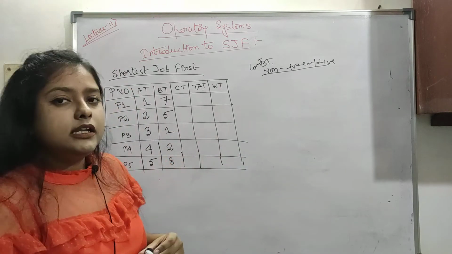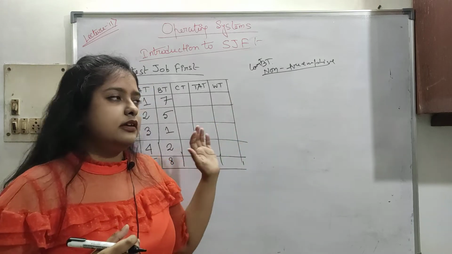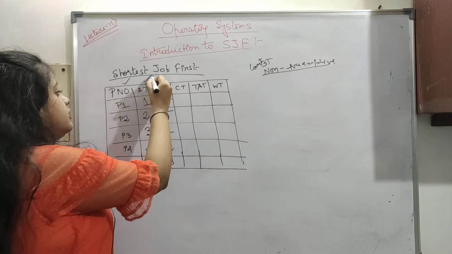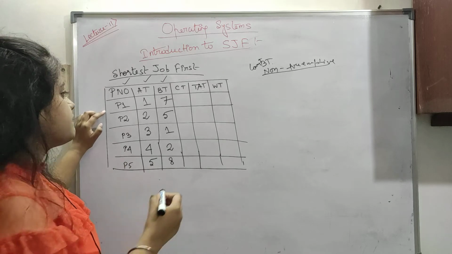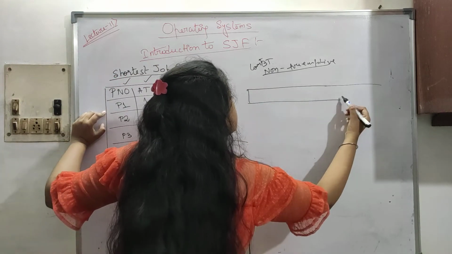But in what we will see later, like SRTF, it will preempt. Here it is not. So now, this is our given data: process number, arrival time, burst time. These are all the things we have to compute. First, let's draw the Gantt chart.